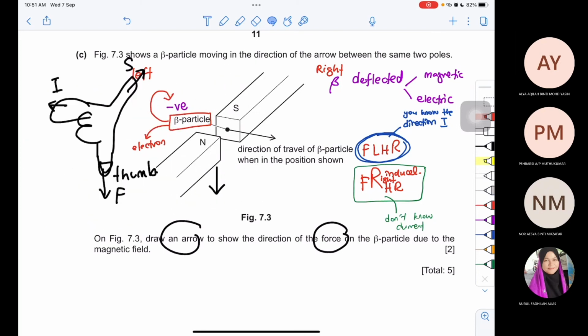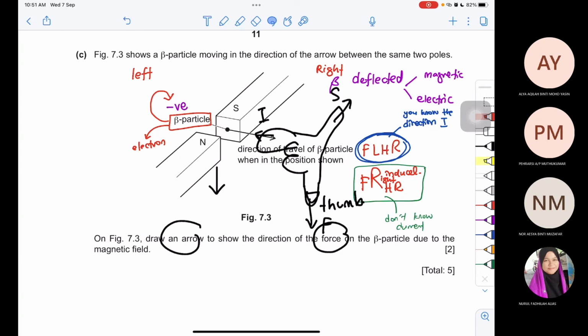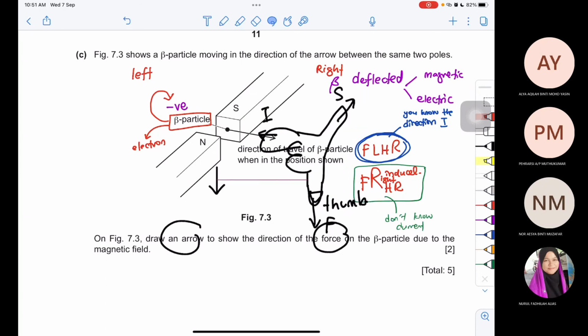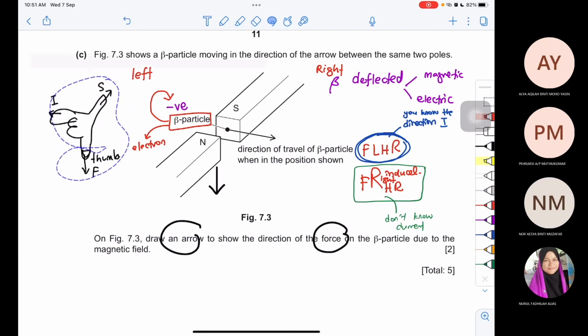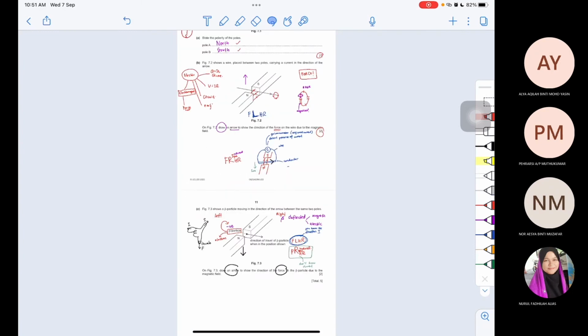It looks negative, right? So that's how. So the electron is opposite: the electron goes to the right, the current goes to the left. So you must know this. Okay, so we are done. You get 5 marks for this question.